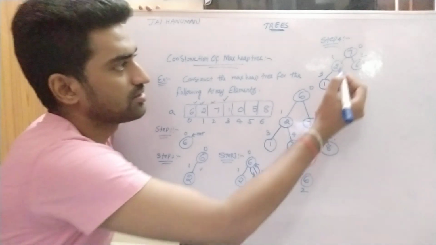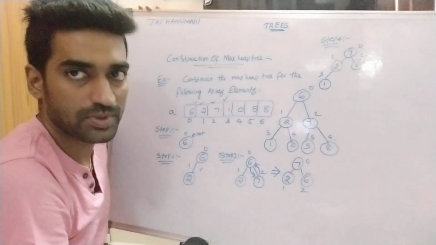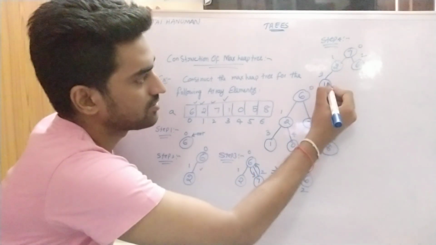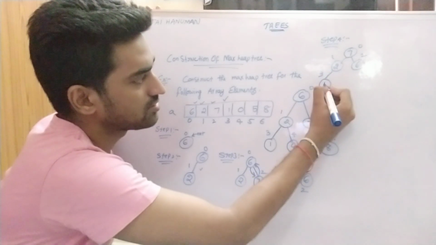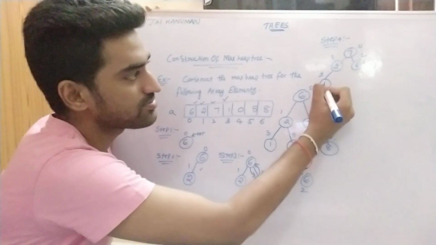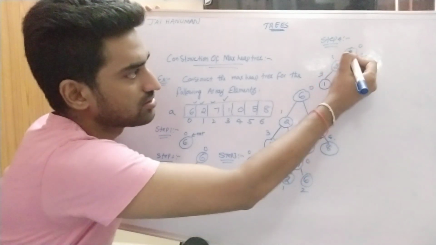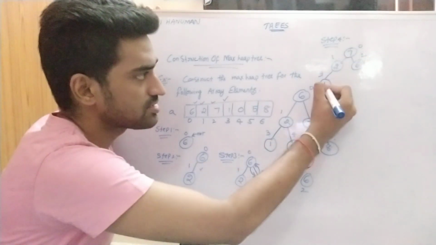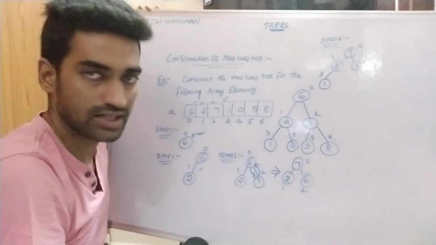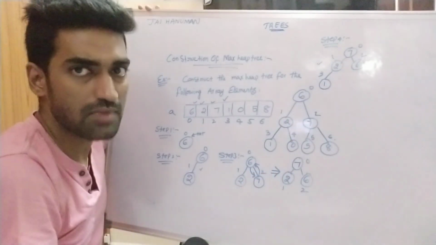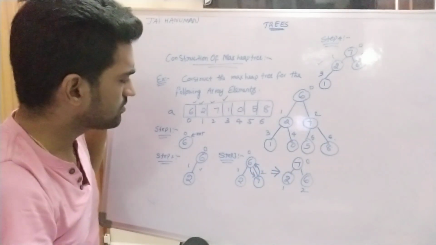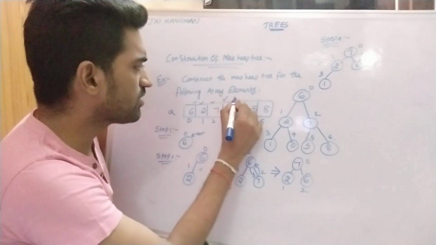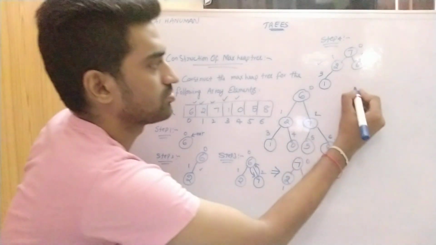Now check whether this tree satisfies the max heap tree property or not. So here these are the children nodes for this root node. This is less in value when compared to the root node, and this value is also less when compared to the root, right? So that's why this tree satisfies the max heap tree property, right? Then we are inserting one more node, that is 0.